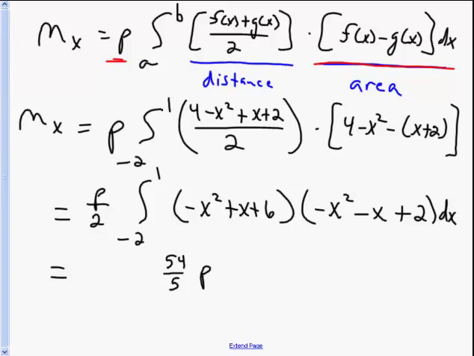So again, I pulled the 2 out, so you would really get 108 over 5 for the inside of that integral, and then you have that 2 out there, so it reduces down to 54 over 5 times rho. So again, that's our moment about the x-axis.